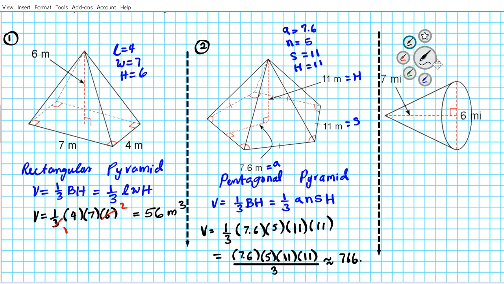So 766.33 meter cubed, and that goes your answer. All right, let's take a look at question number 3.